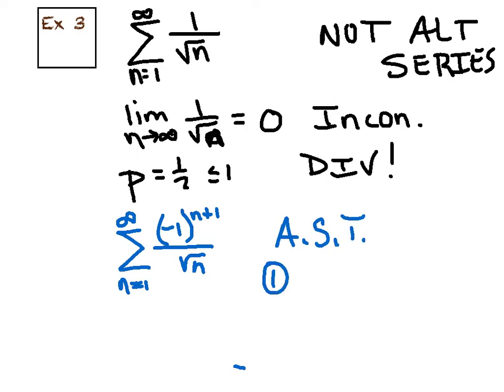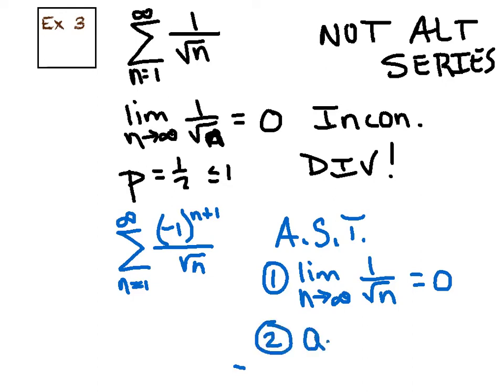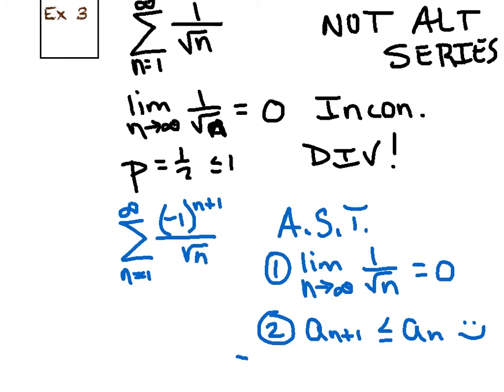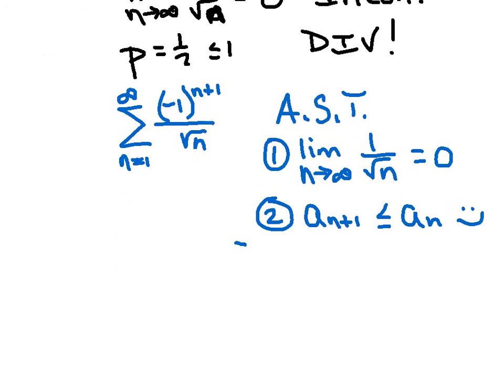Condition number 1 says, hey, what's the limit as n approaches infinity for 1 over radical n? And I would say, well, that limit's 0. And now, all of a sudden, that's a good thing. It's not inconclusive anymore. That means we are on track for being convergent. We would also then verify that the n plus first term is smaller than or equal to the nth term.